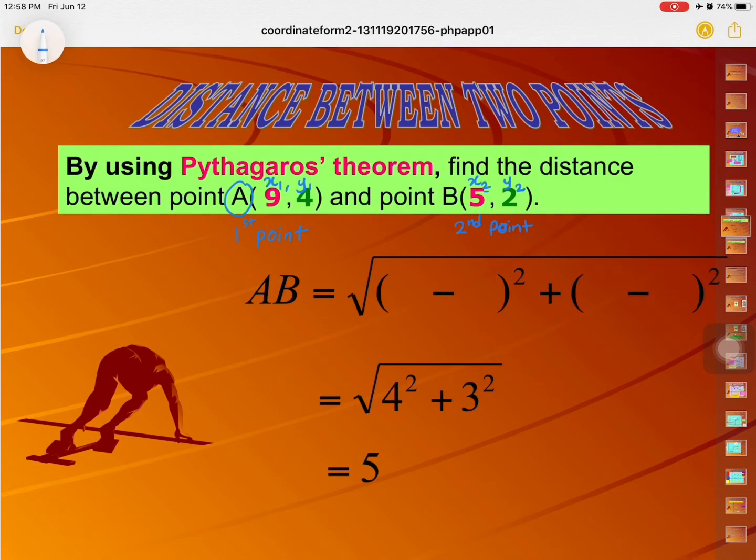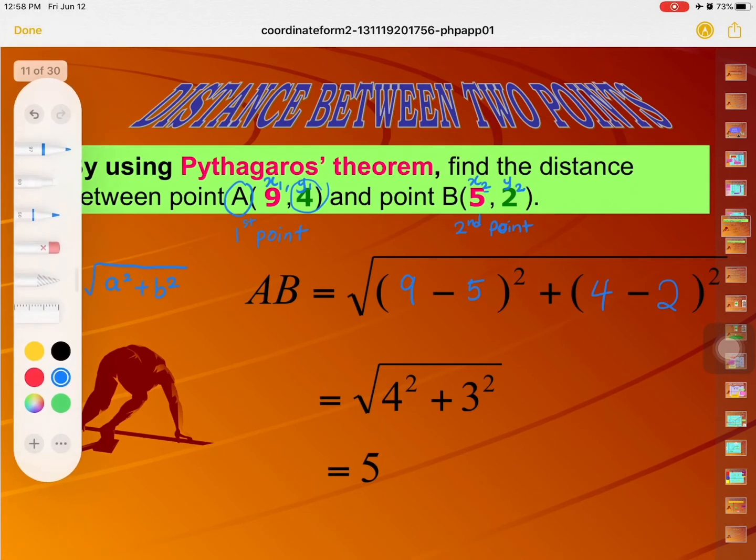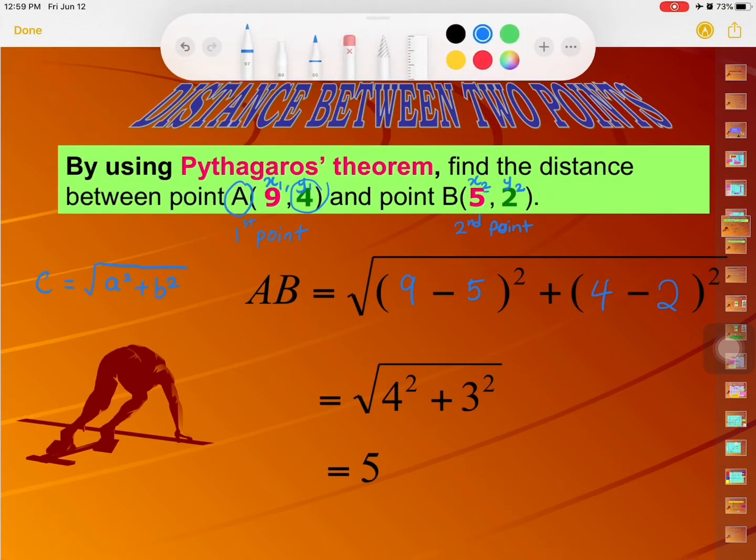Okay, so let's compare this. We say that 9, because 9 is the highest number, minus 5 square, plus 4 minus 2 square. Remember kids, this is just the same as doing the Pythagoras theorem, where it's supposed to be A square plus B square. Sorry, I should not have this square here. So what I do here is that A is deducting my X coordinates, and B is deducting the Y coordinates.